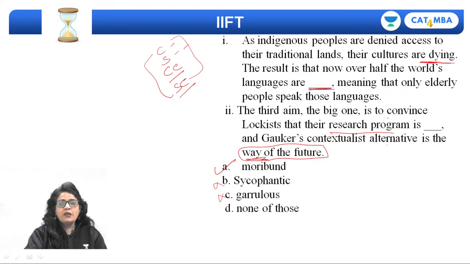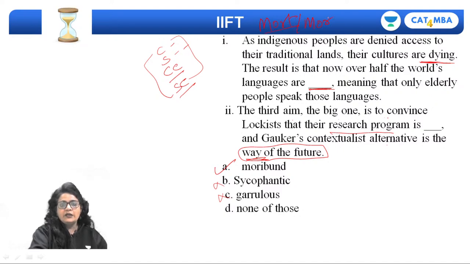So A, moribund, is nothing but something which comes to a stagnant point, to a stagnation, and is not progressing further. Something which has become useless, or also something which has come to a point of destruction. So that is moribund. M-O-R is the root here, and that always comes for death. So mortal.